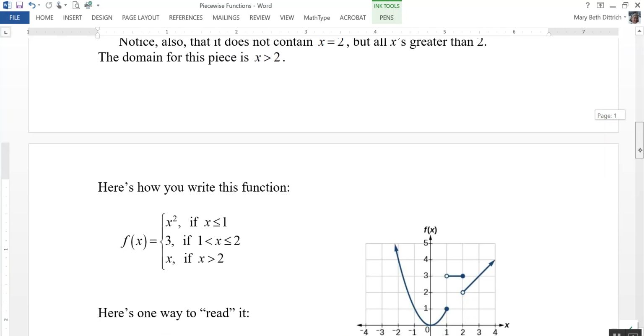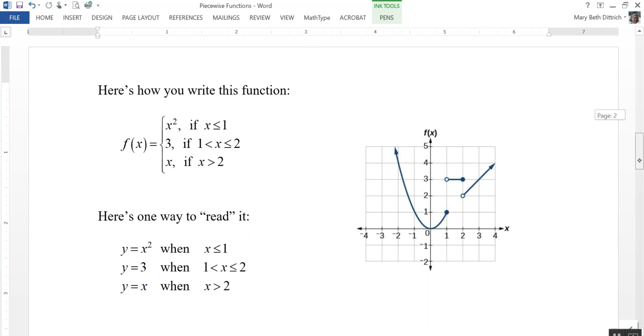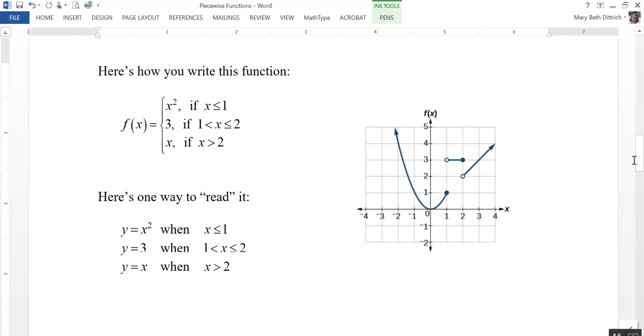So here's how you write this function in piecewise function notation. f of x is equal to x squared if x is less than or equal to 1. f of x is equal to 3 if 1 is less than x, which is less than or equal to 2. And f of x equals x if x is greater than 2. And those define the three pieces that we saw in this function.